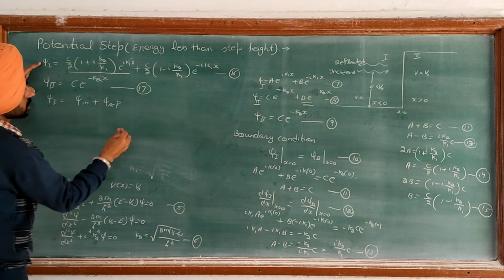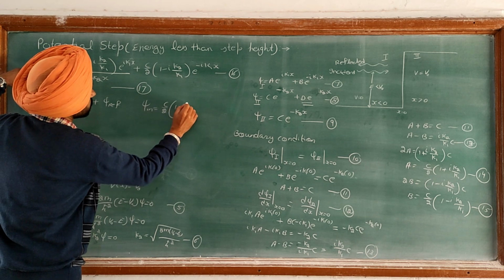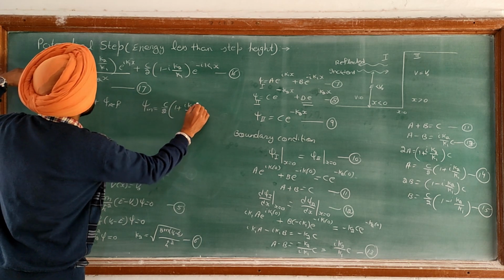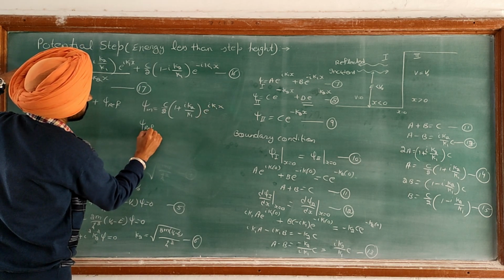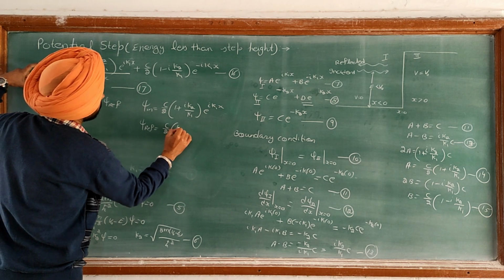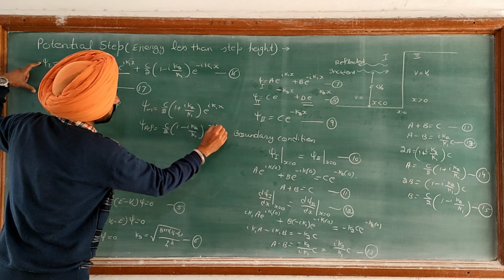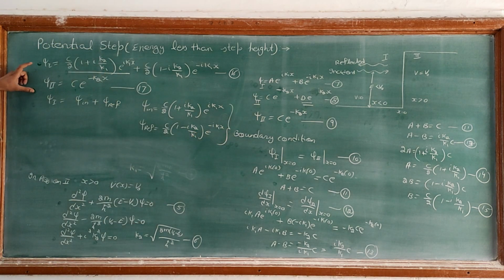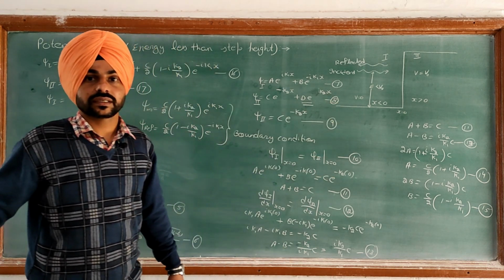So finally we have psi incident is equal to c by 2 (1 plus iota k2 upon k1) exponential iota k1x, and psi reflected is equal to c by 2 (1 minus iota k2 by k1) into exponential minus iota k1x. So we have the incident and reflected components of the wave function. Now we will look at quantum mechanically whether the particle is reflected or transmitted, because here we have the dual character.